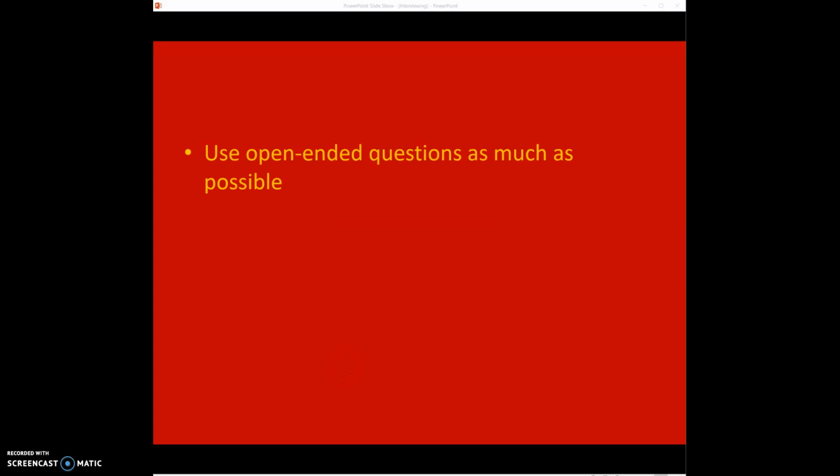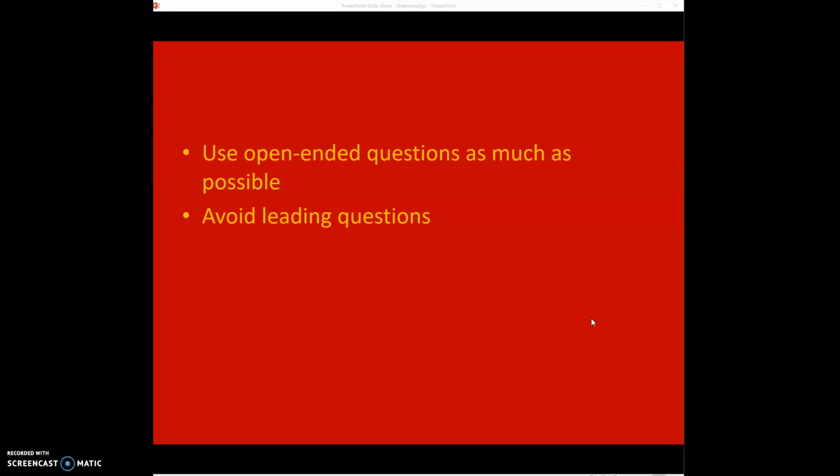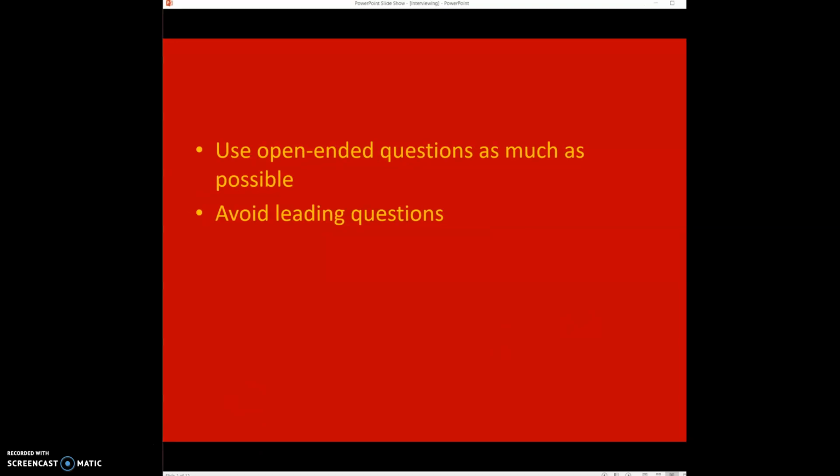We want to use open-ended questions as much as possible because that leaves open the possibility of gathering more information. It's not limiting in any way. We want to avoid leading questions, and I'll give you some details about that. We want to be able to probe issues in depth. We don't want to just ask a simple question. Depending upon what somebody tells us, we want to be able to take that a little bit further and let the information that we are gathering lead the direction that we're going to some extent.